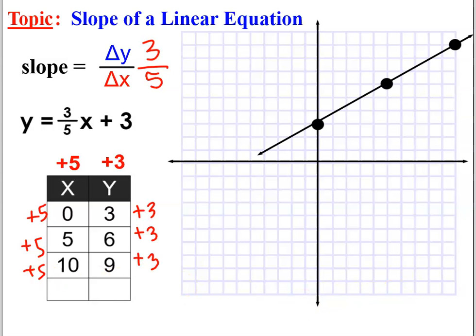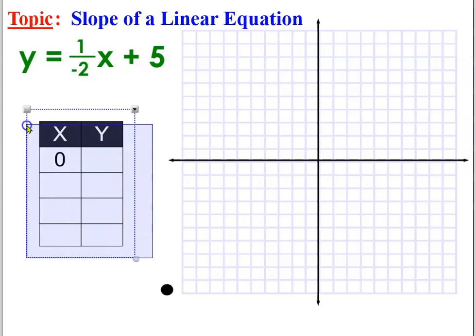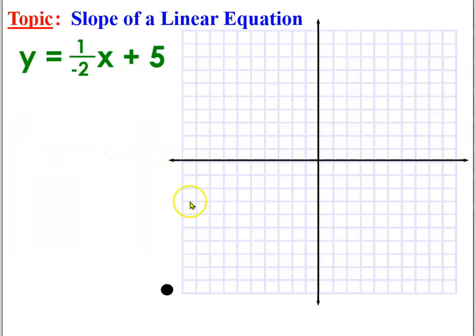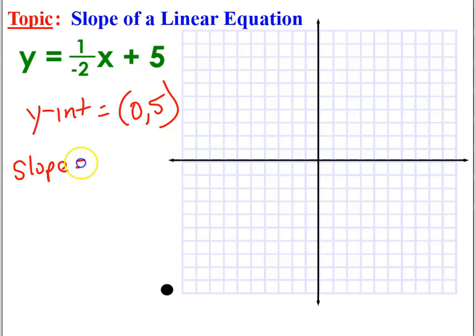All right, let's try this again using the standard equation. So I'm going to delete this table for a minute. I'm identifying my parts. My y-intercept is 5, also known as 0, 5. My slope is 1 over negative 2. Now be careful here. My y-intercept is 5, so 1, 2, 3, 4, 5, make your first point. Now from here, you follow these two directions.